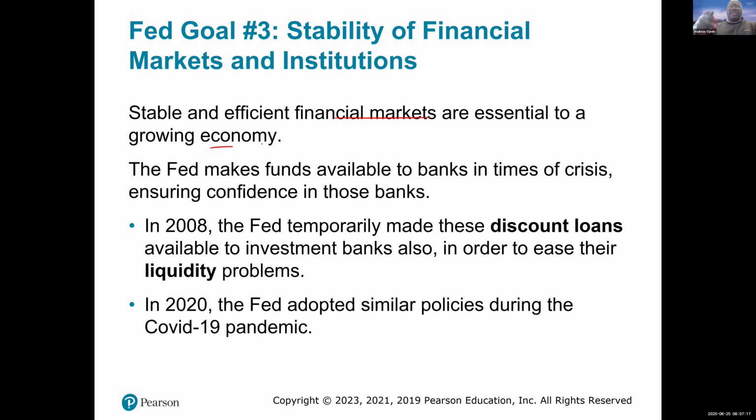So the Fed makes funds available to banks in crisis times. When banks have liquidity problems, the Fed is going to make sure there are funds available, standing ready to lend to those banks that might be in liquidity trouble. In 2008, the Fed temporarily made these discount loans available to investment banks as well, because the crisis deepened, because the Fed traditionally only loaned money to what?